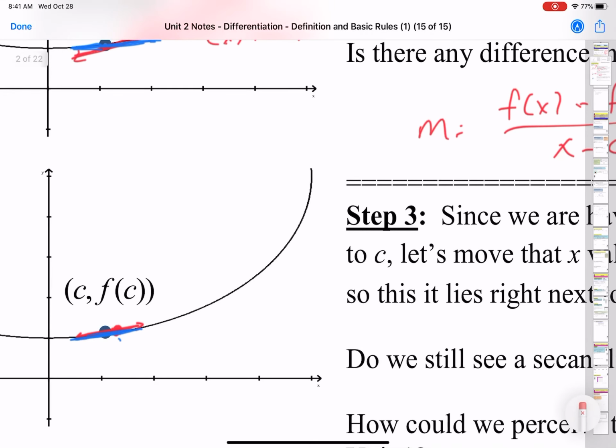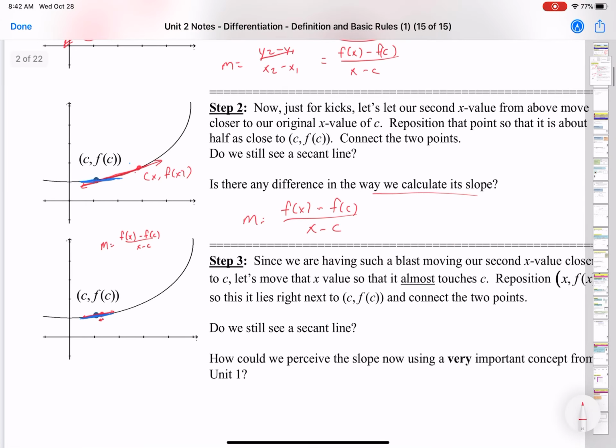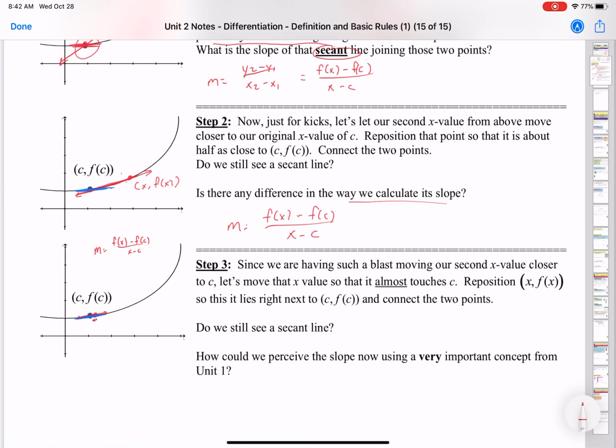So when I found my slope here, I would do m equals f of x minus f of c over x minus c. I would be really close to the tangent line. And in fact, if I move that point even closer, I could get even closer to the tangent line. So the question it's asking us is, how could we perceive this slope using a very important concept from Unit 1? What we're really doing here is a limit. We're trying to get these two points really close together and then find the slope.